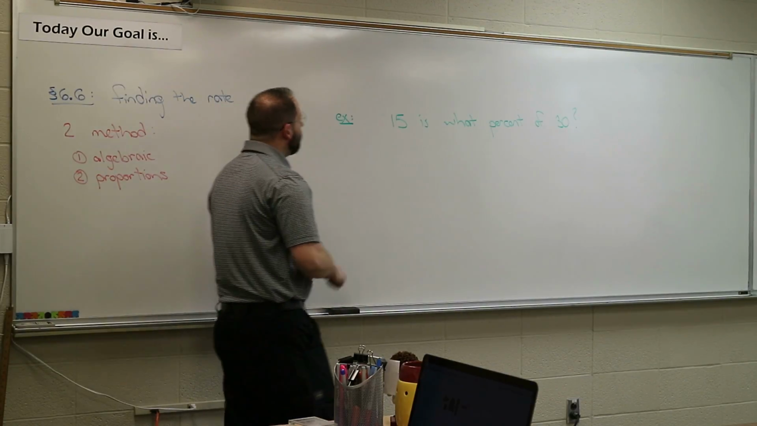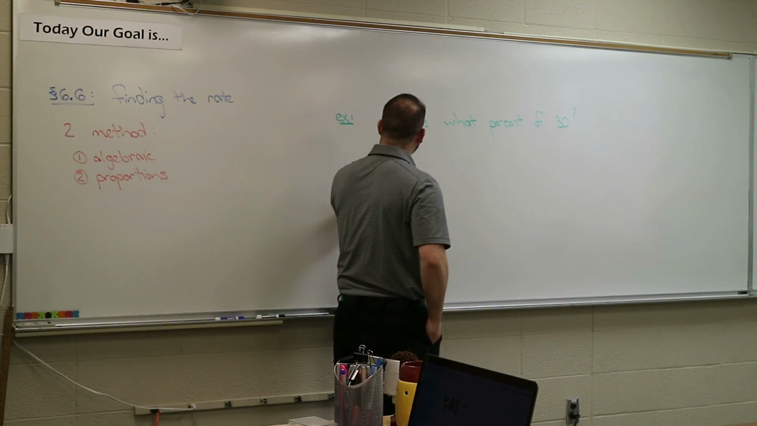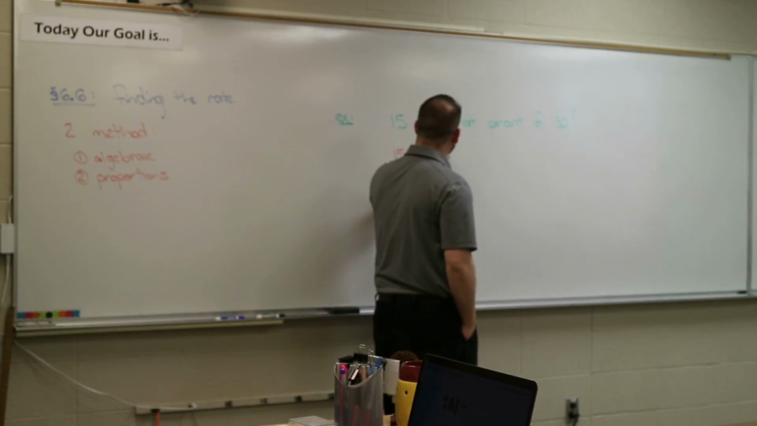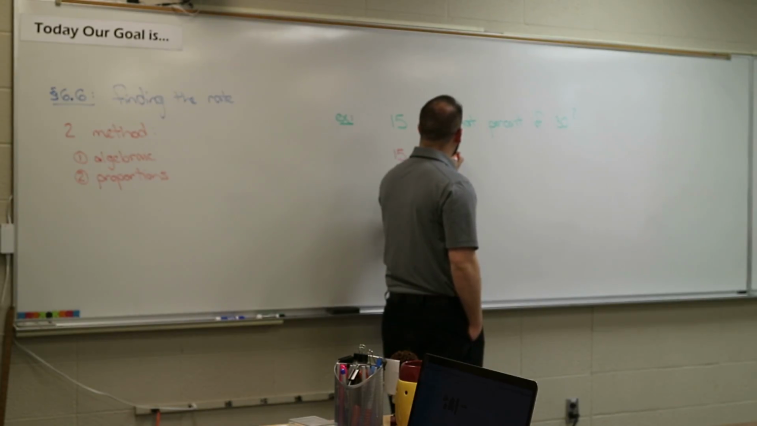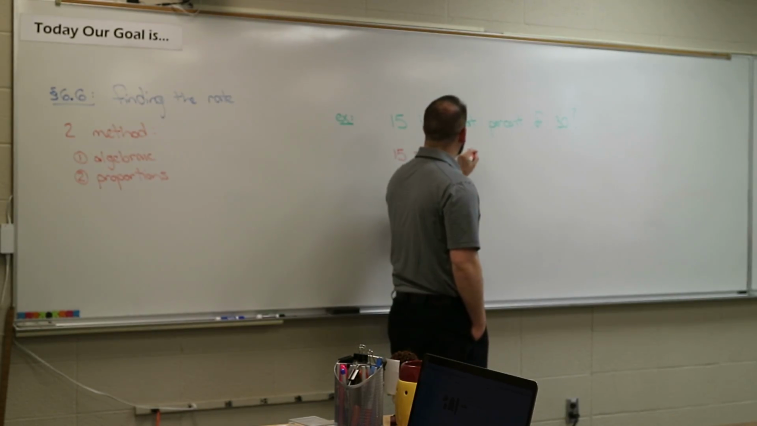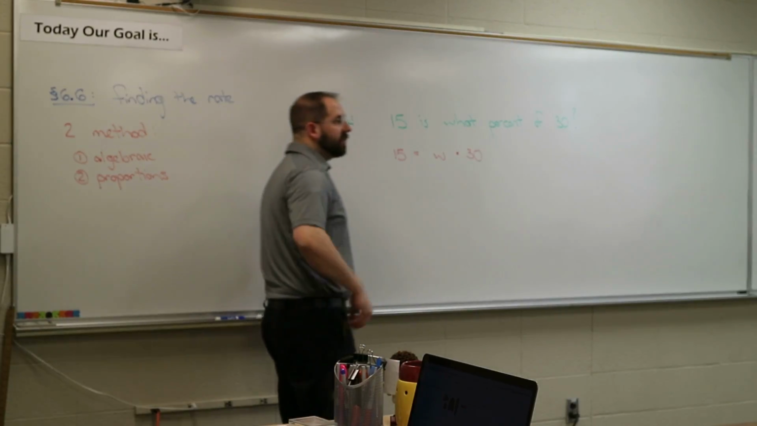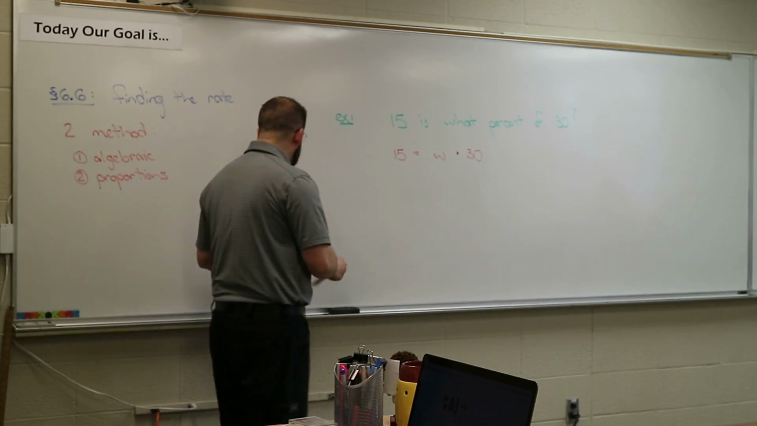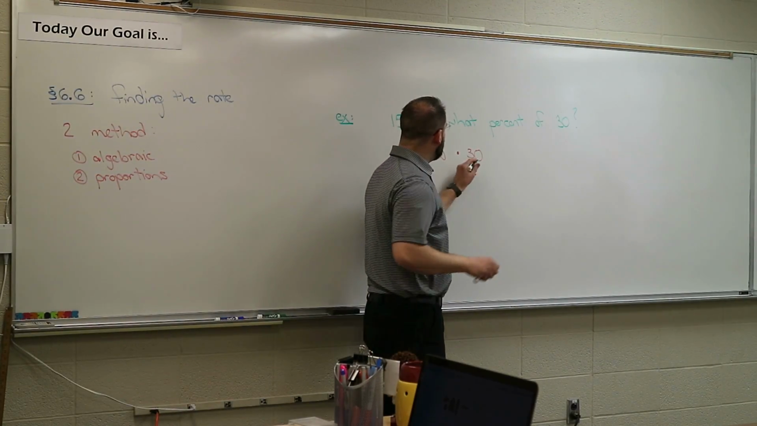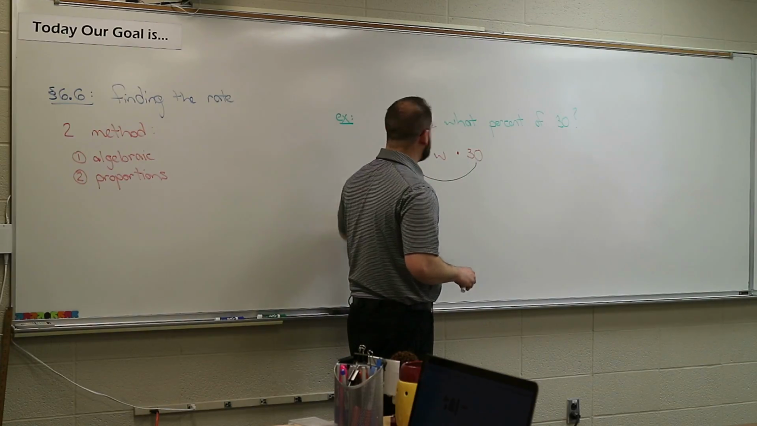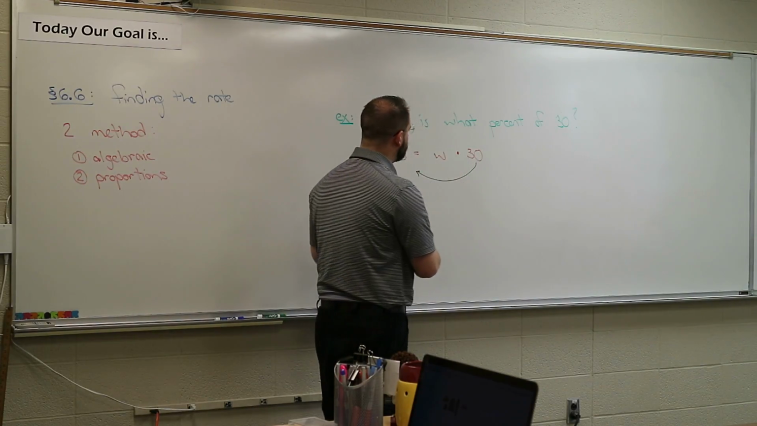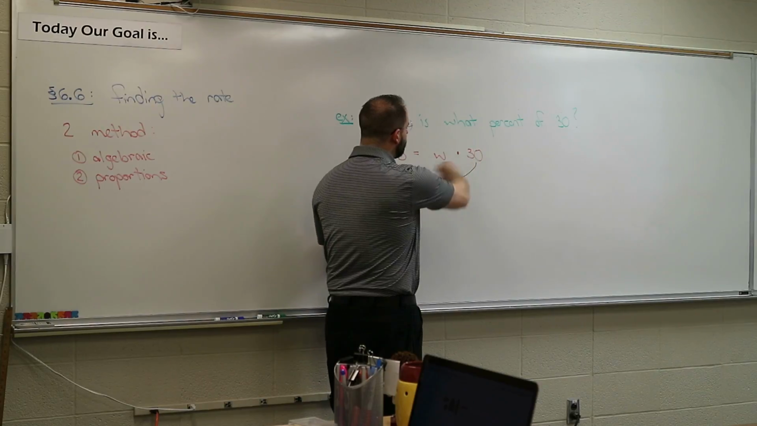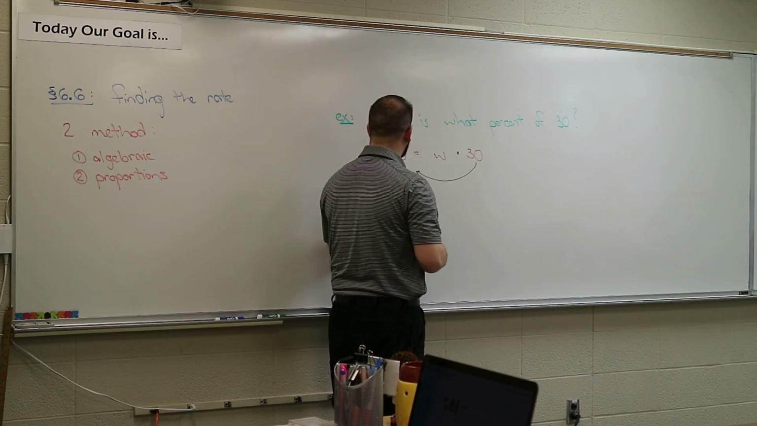Okay, so here we go. 15 equals what percent, so I'm going to put W. The word of means to multiply, and you have 30. Now, this is the normal problem you've been doing since last week. Since the W is not by itself, you have to divide this number across. If W is by itself, you just do the math on the one side. But W is being multiplied by 30, so you divide that over, and you get 15 divided by 30.